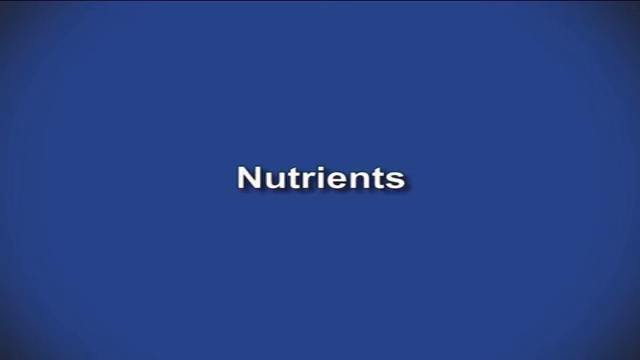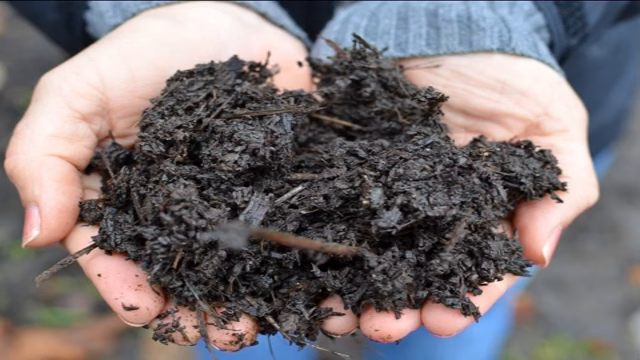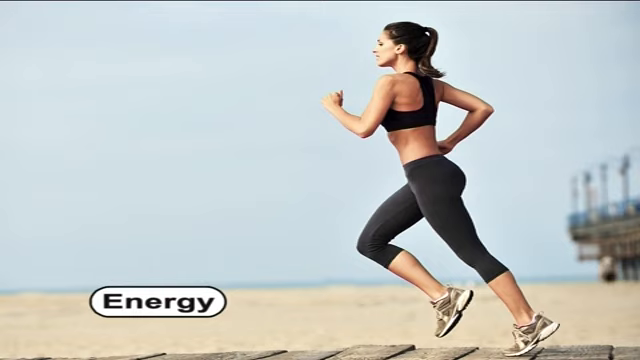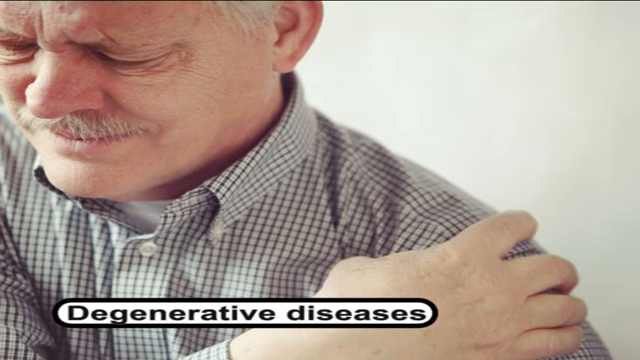First is nutrients. Nutrients, which are basically considered as organic materials in foods, help in nourishing the body. They are the chemical substances obtained from food and used in the body to provide energy to support growth, maintenance and repair of body tissues. They may also reduce the risk of degenerative diseases.